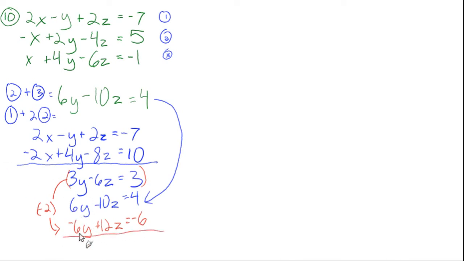Alright, and 6y minus 6y is 0y, negative 10z plus 12z is 2z, and 4 minus 6 is negative 2. Now probably the hardest part of this whole thing is done. We have found that z is negative 1. Now that we know that z is negative 1, we can choose any of these equations. It doesn't really matter. Any of these that has y and z in it, we plug in z and we can find out y.